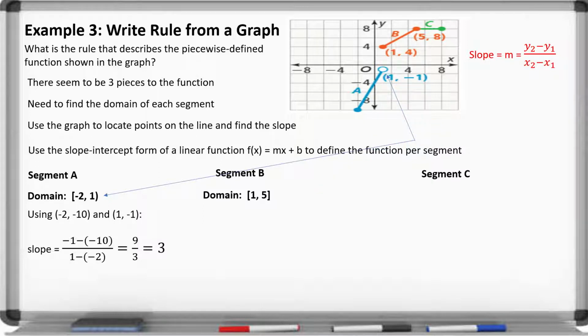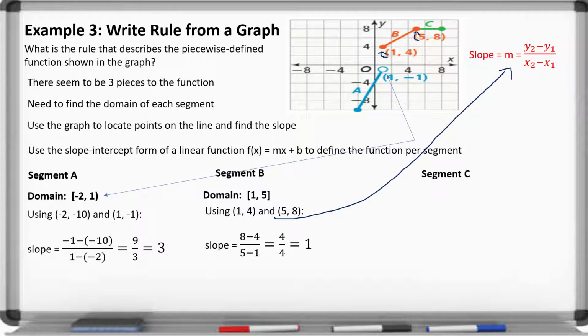All right, and then notice that this coordinate is 1, 4. This coordinate is 5, 8, so we're going to be using those two coordinates and plugging them into the slope formula. So remember that this is y2 and this is y1. That's x2 and that's x1. So that's how we plug it into the formula. Once we plug it in, we get our slope of 1.